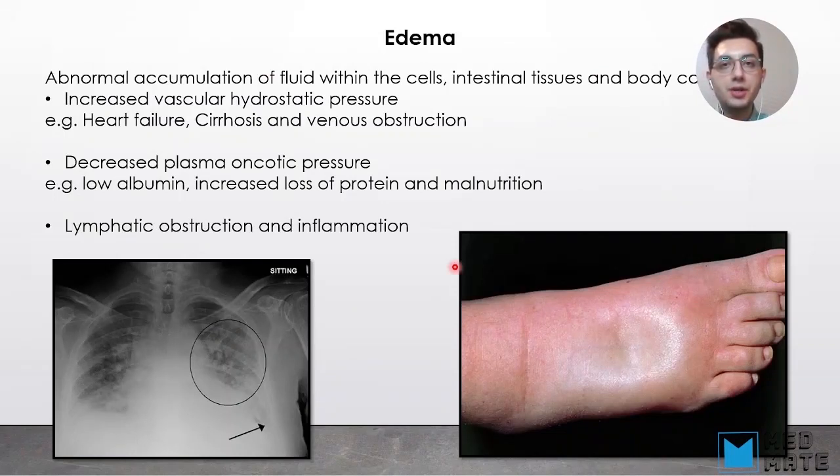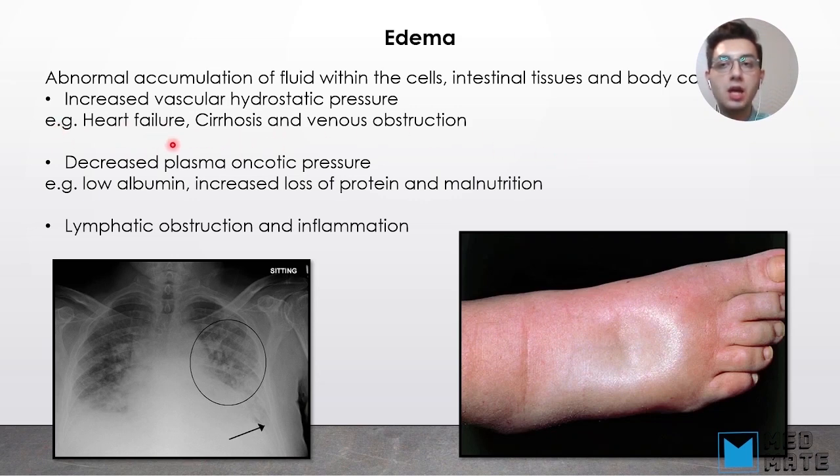Now, the other hemodynamic disorder that we want to talk about, which is not relevant to coagulation, is edema. This is due to abnormal accumulation of fluid within the cell, interstitial, or tissue and body cavities. It can be caused by different reasons, and one of them is increased vascular hydrostatic pressure. Examples of it are heart failure, cirrhosis, or venous obstruction.